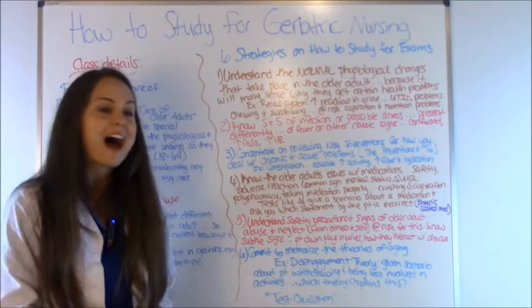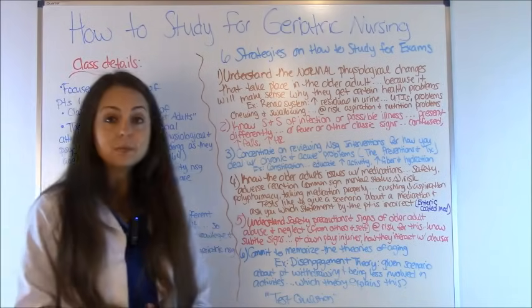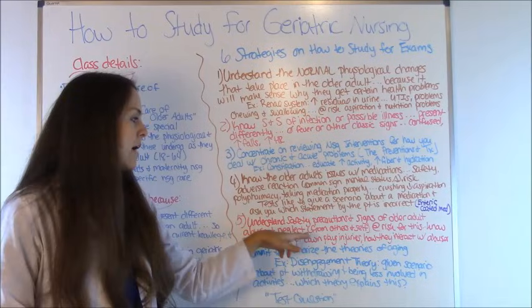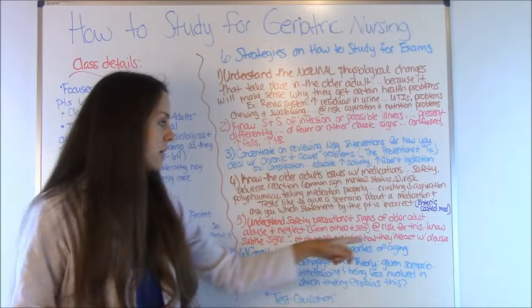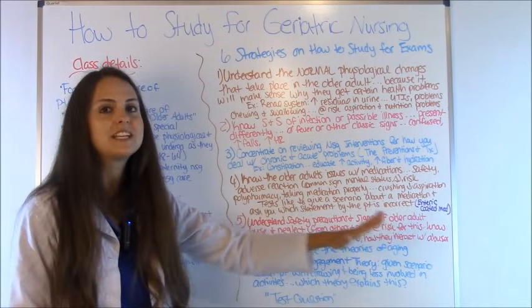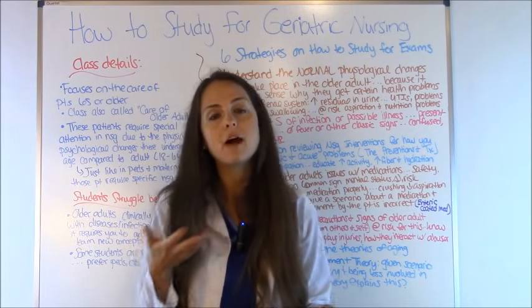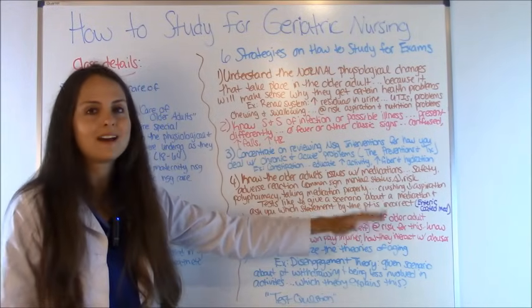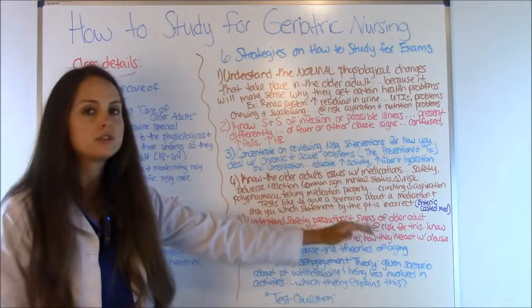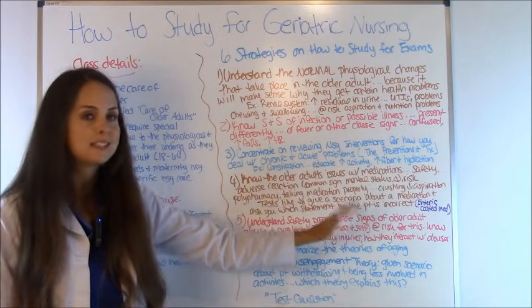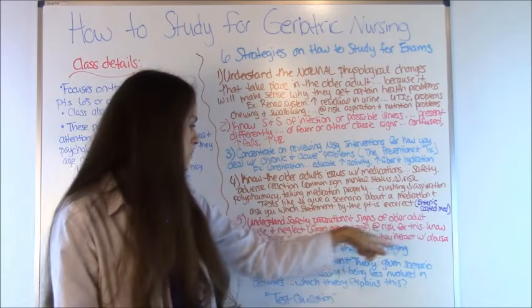Okay, number 5. Understand safety precautions and signs of older adult abuse and neglect from either others or by themselves, because this patient population is at risk for this, just like your pediatric patient that you'll learn about in peds. So you need to know those subtle signs and symptoms that an adult is being abused, because these are really lecture exam questions that professors like to hit on, and the NCLEX as well.